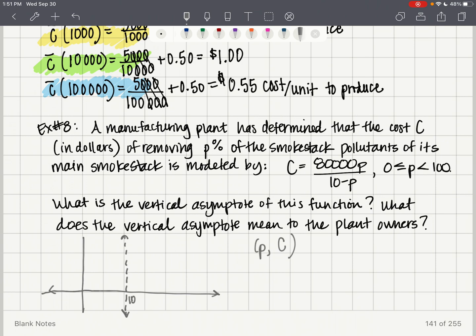So see if by the graph you can look and see what's happening here. What is the vertical asymptote and what does it mean to the plant owners? So take a look at that. This is in your textbook, and then you can check out example number 8 in your textbook to see if you were thinking along the same lines that they were thinking.